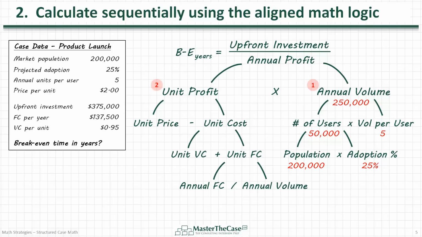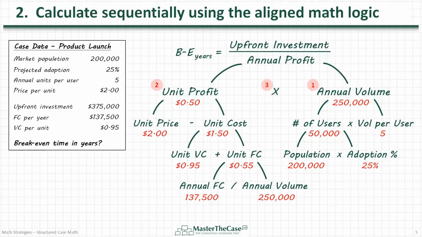Our second substep is to calculate unit profit, also from the bottom up, starting with annual fixed cost and annual volume. So 137,500 of annual fixed cost divided by 250,000 of annual volume results in 55 cents of unit fixed cost. Next, this unit fixed cost plus 95 cents of unit variable cost results in $1.50 of total unit cost. Lastly, this unit cost subtracted from $2 of unit price results in 50 cents of unit profit, thereby completing our second calculation substep.